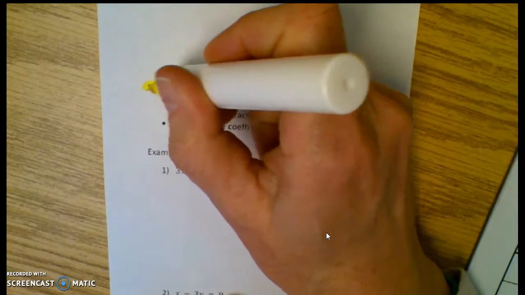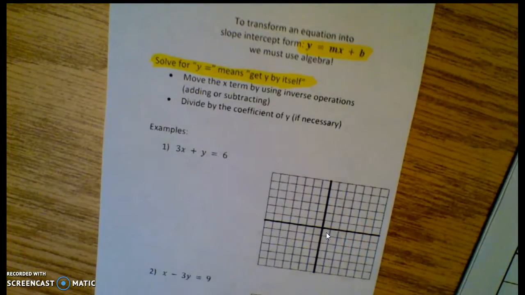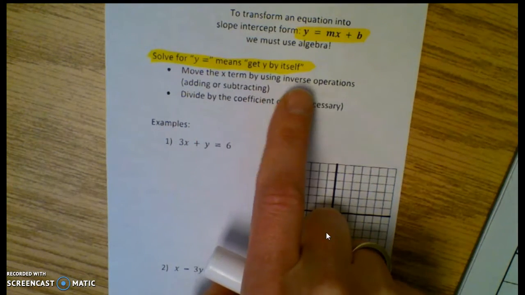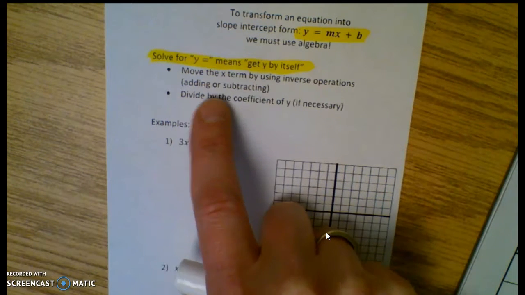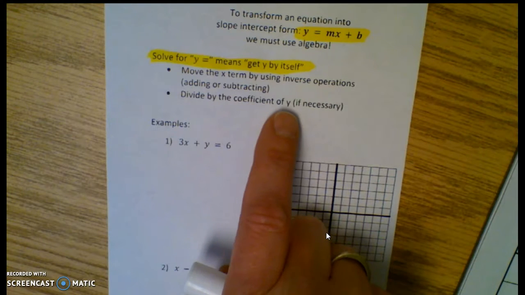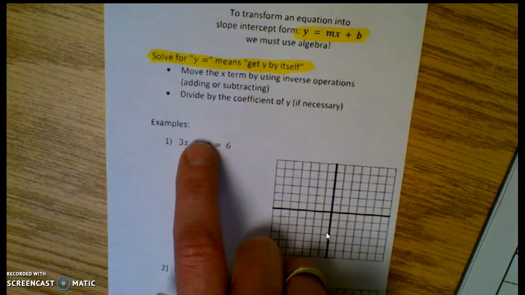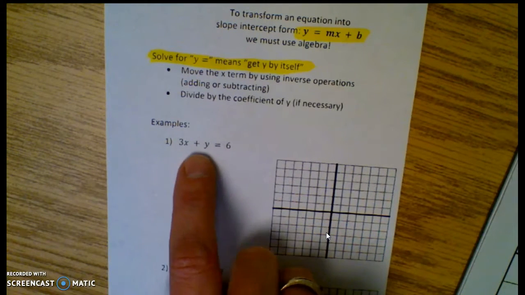So when I say solve for y equals, we do need to get it straight in our head that we're going to get y by itself. The good news is we're going to still use inverse operations or opposite operations. You're going to start out by adding or subtracting, and then sometimes we have to divide if there's a coefficient in front of y. The first example does not have a coefficient. We just have a positive 1y, so this is going to be just one step in solving.